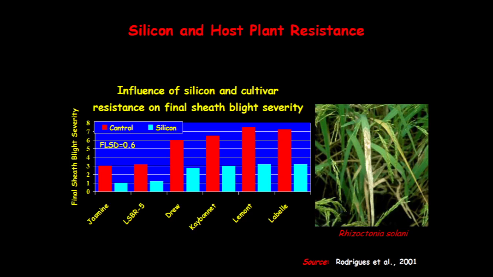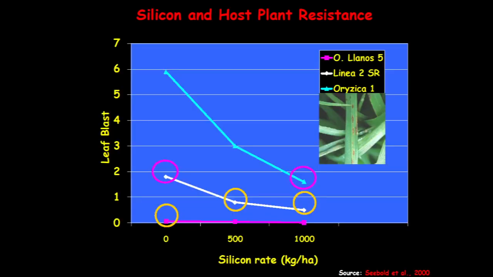Similarly, we did this with genotypes that were susceptible, partially resistant, and completely resistant to rice blast. We amended the soil with different levels of calcium silicate. What we found was that at the highest rate, we could take the susceptible cultivar, Cuticle-1, and push its level of resistance to the same level as Linear 2. And then with Linear 2, at either one of these concentrations, we could increase the resistance to almost complete resistance.